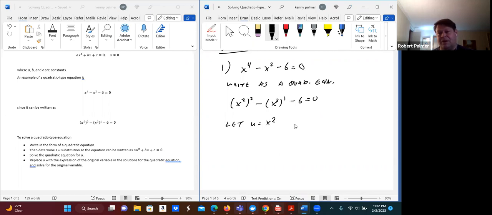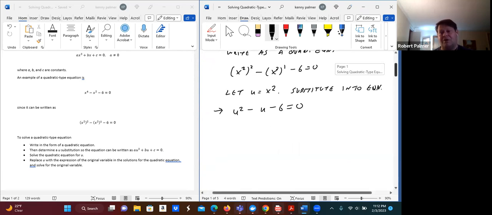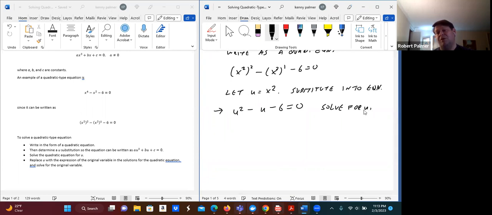Now I'm going to substitute into the equation. Plug this in, replace x squared with u, and that's going to give me just u squared. Since x squared is u, that's going to be u squared minus u minus 6 equals 0. Okay, now we have a normal quadratic equation. We can solve for u. So what we'll do is then solve for this variable u.